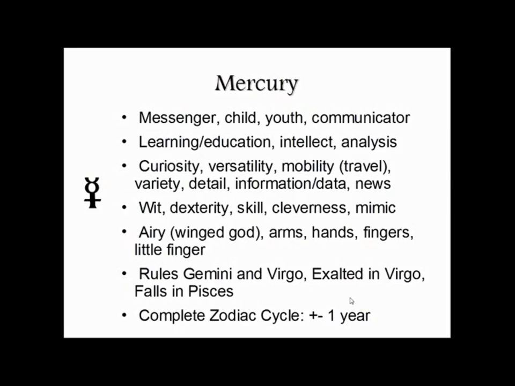Now, Mercury is the closest planet to the Sun. So from our perspective, Mercury is never far from the Sun. Mercury can never be more than 1 sign away from the Sun.